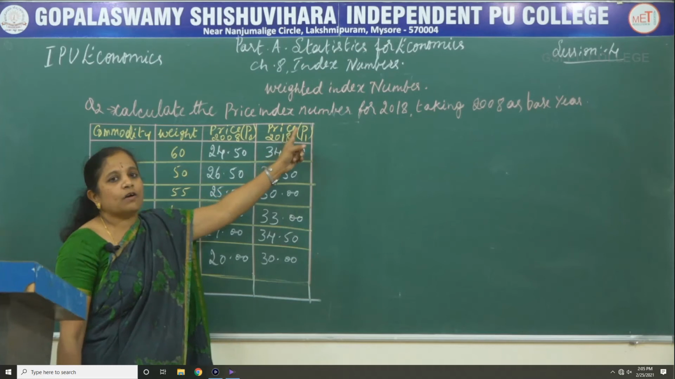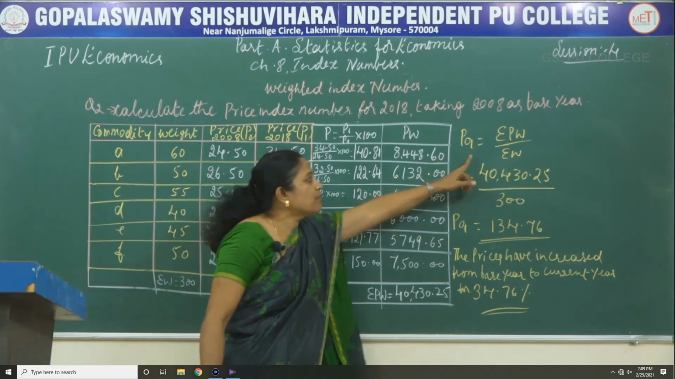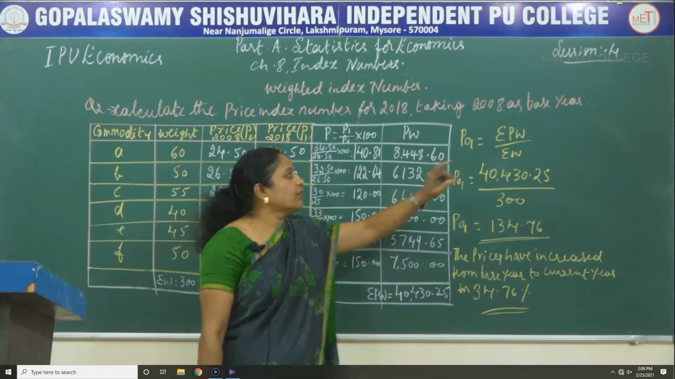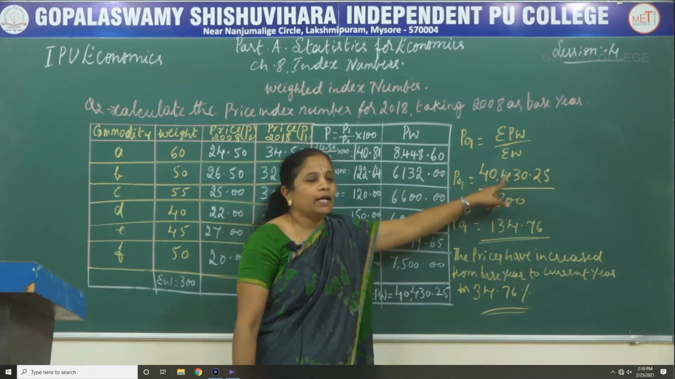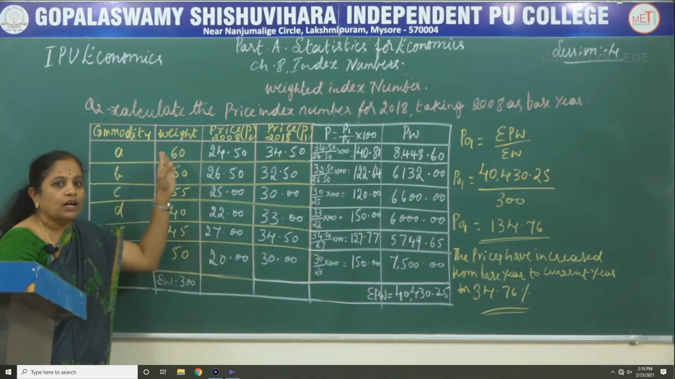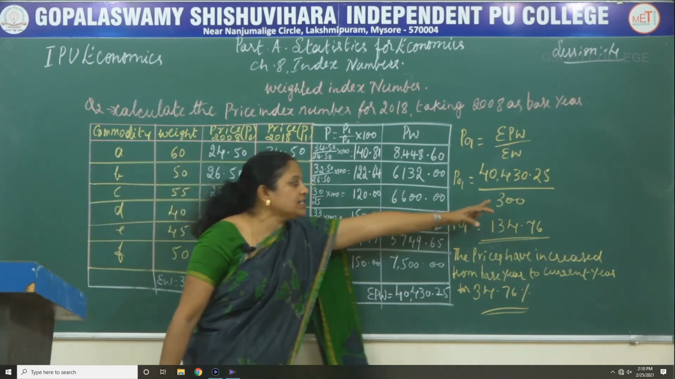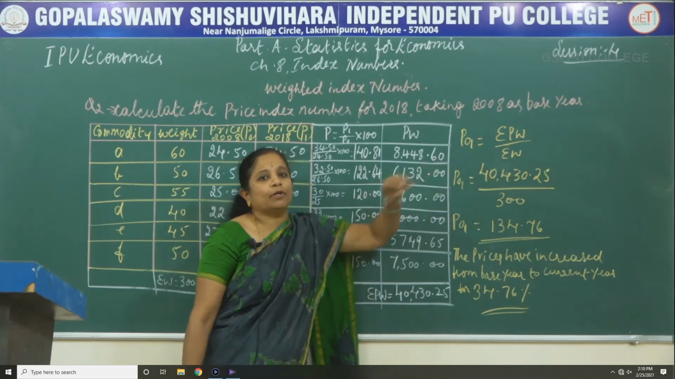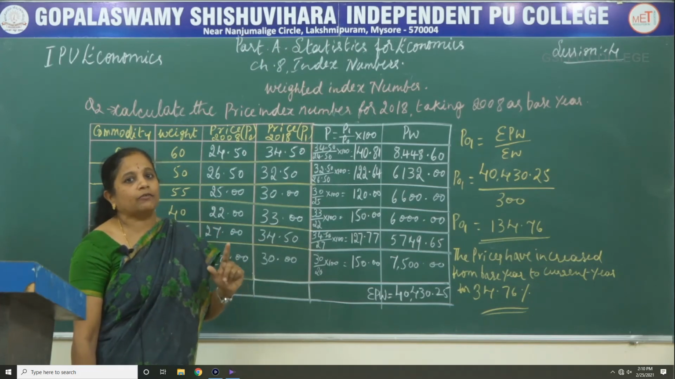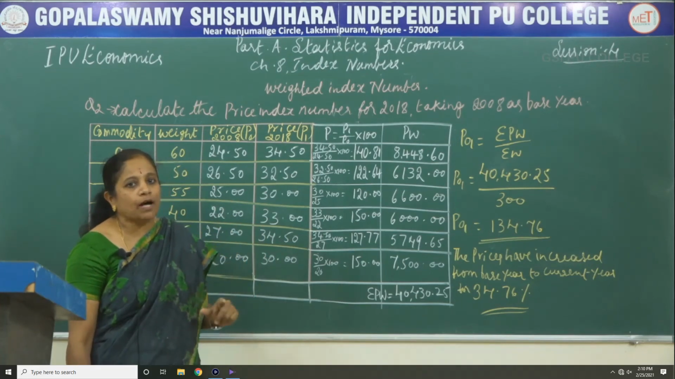And the formula to calculate the weighted price index number is P01 equals sigma PW divided by sigma W. That is the sum of the price times weight divided by the sigma weight. The sigma weight is 300 that we have obtained in the problem itself. So when we add the weights we get the sigma weight, and the sigma weight is 300. So for the sigma PW we have to calculate the P first, and after calculating we should multiply the value of P with the weights. Then we obtain the sigma PW.